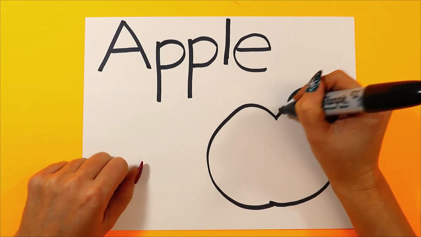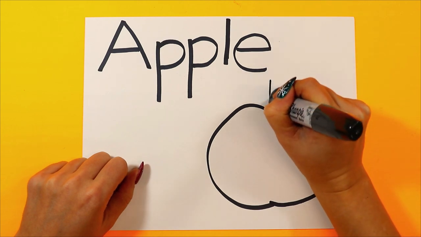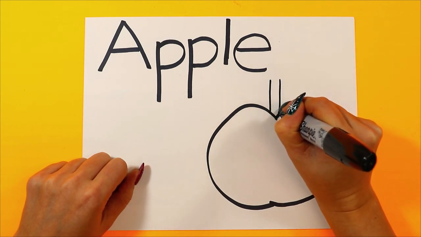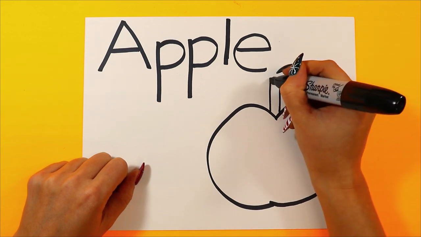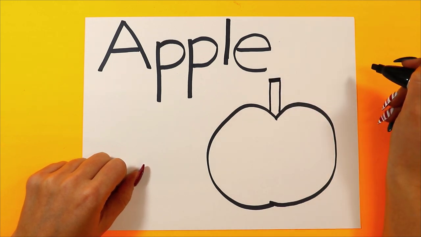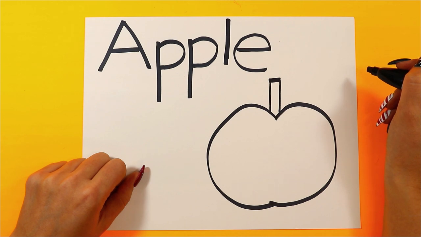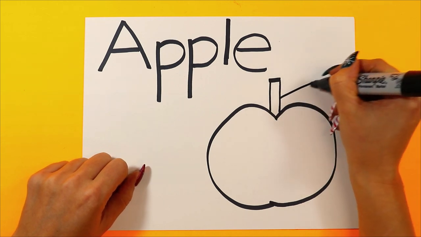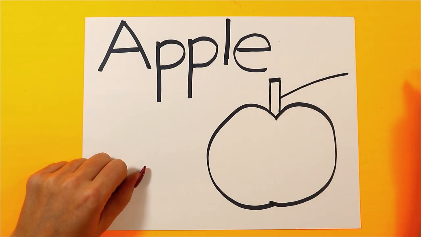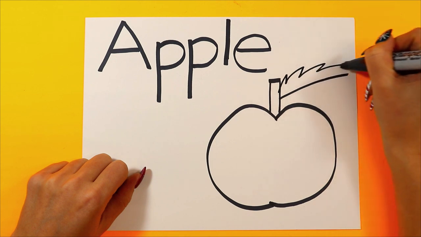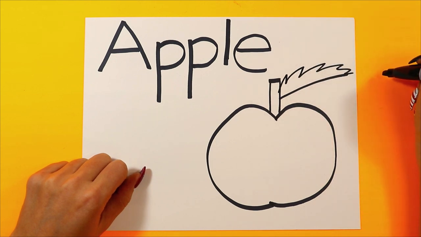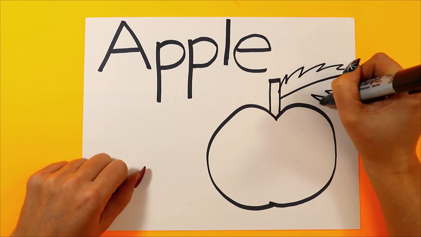Next, let's add a stem. Two lines down from the top. Connect the top with a short line. Let's add a leaf, so we'll draw one line going out from the stem. Let's add a zigzag line out to the top and back in.